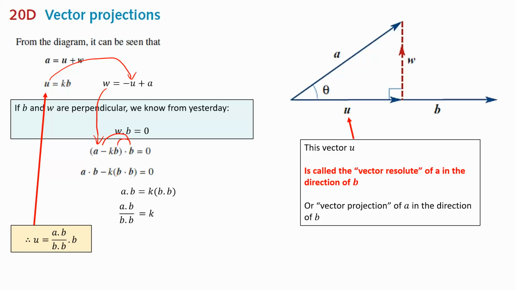That means you can write it the other way around too if you wanted to. You can say vector B projected onto vector A. So you can find the vector resolute of B in the direction of A in the same way. The only difference is the formula will be the other way around. It'll be B dot A over A dot A times A, if you wanted to find the vector resolute of B in the direction of A.